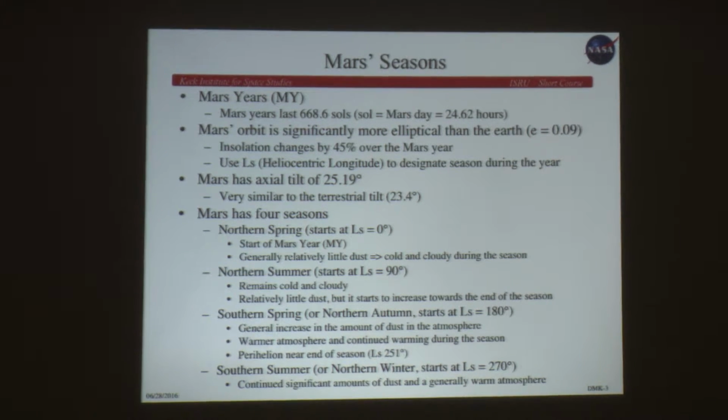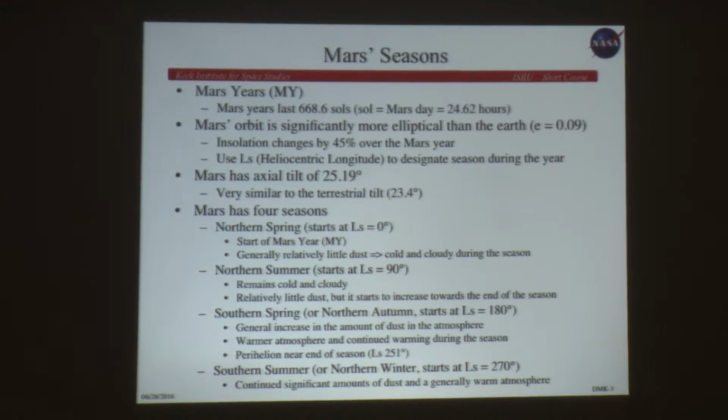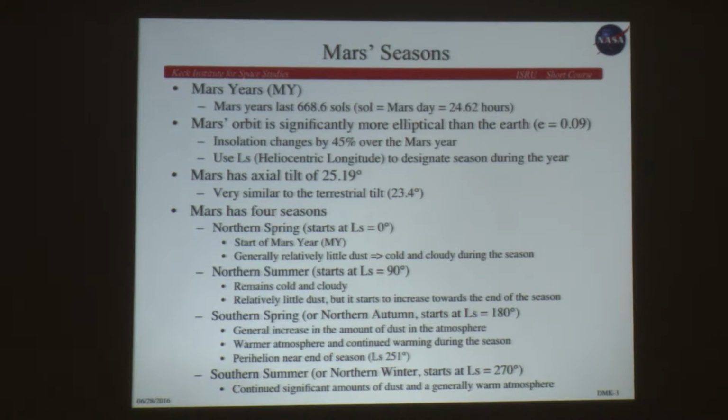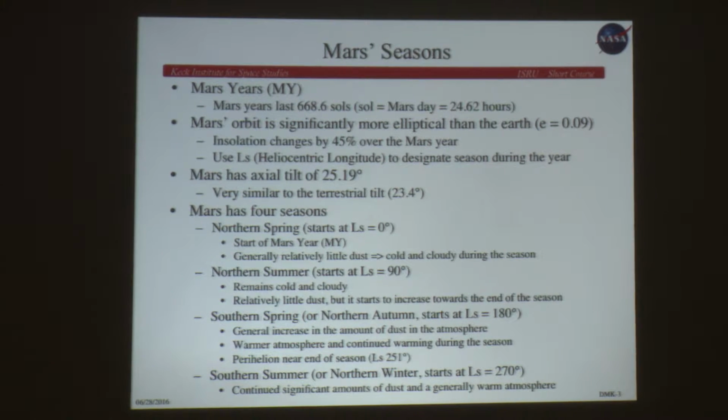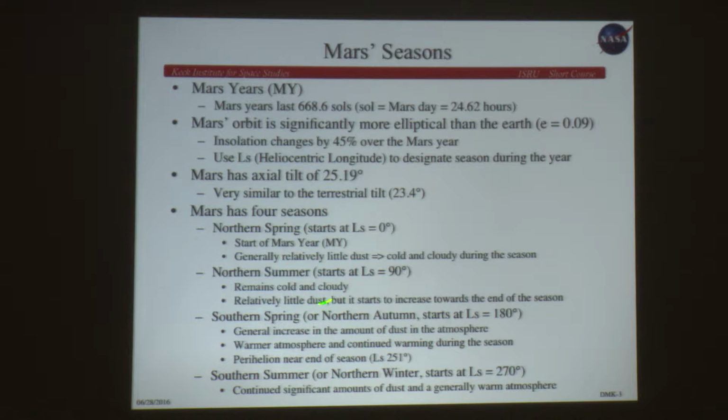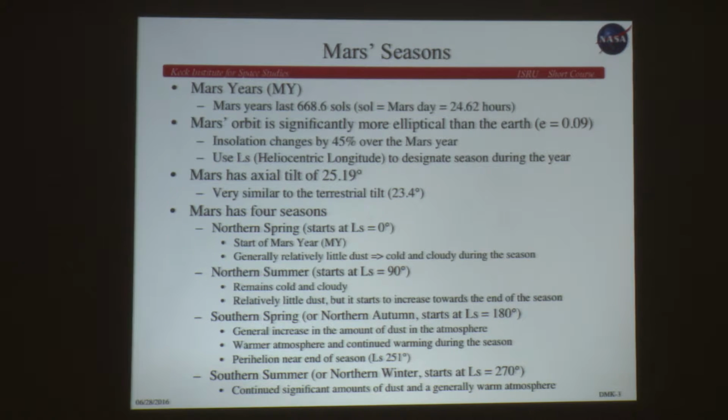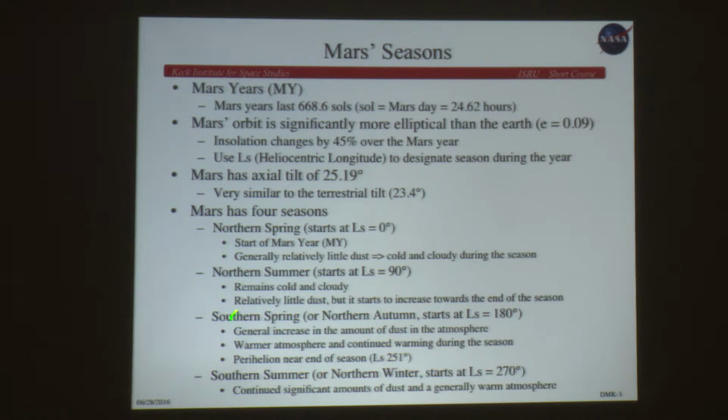Northern summer starts at L sub s 90. This is very similar to spring. It remains cold and cloudy, but towards the end of the season, you start to see a little bit of dust increase, and you start to see a warming as it's transitioning towards its next season in southern spring. I usually use southern spring, but other people prefer northern autumn. It depends on one's point of view and the focus.